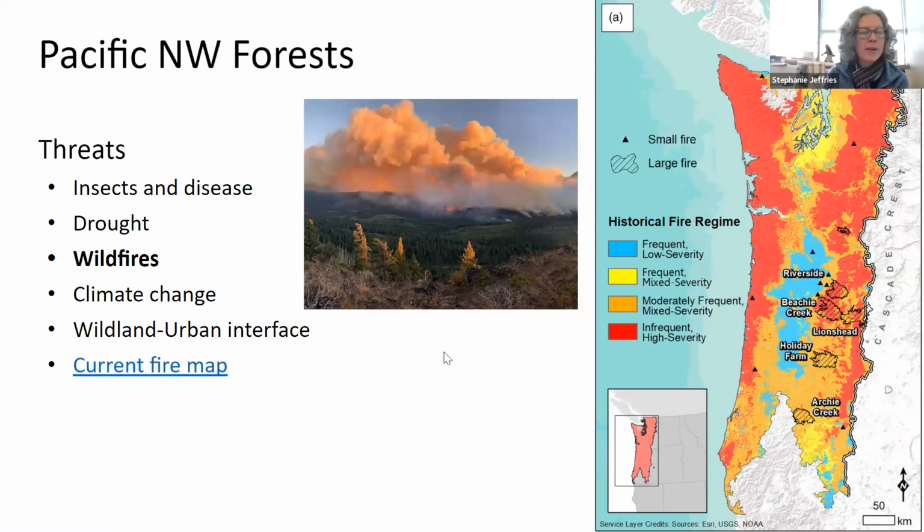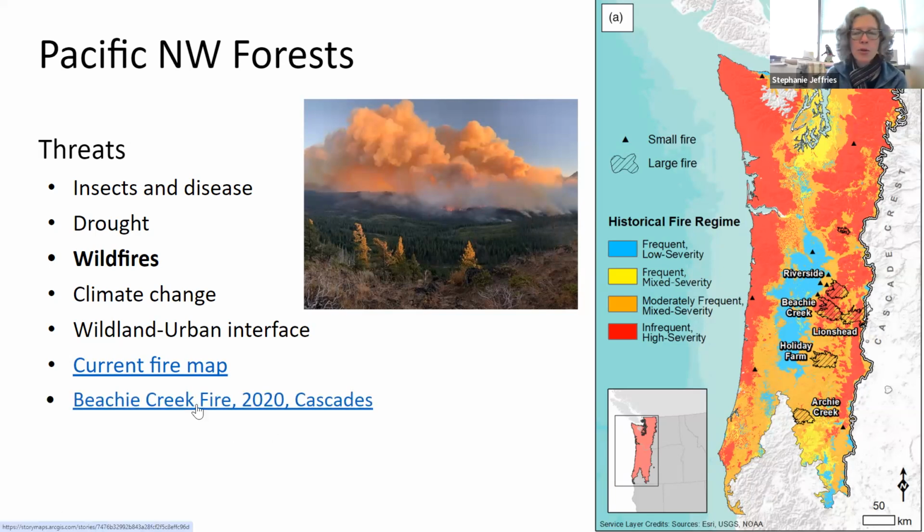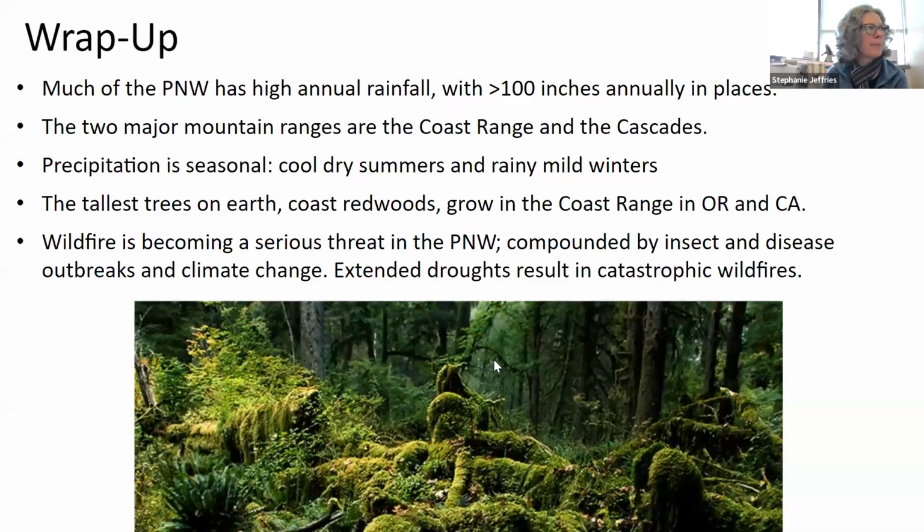I put a link up here to the current fire map. If you're interested, you can look anywhere in the US with that link and see where there are wildfires. And then this is a link to a story map about the Beachie fire. This is in the Cascades, and you can see it intersected with Lion's Head. This was in 2020. So this was a very severe and extensive fire in the Cascade Range. Something that you might check out.